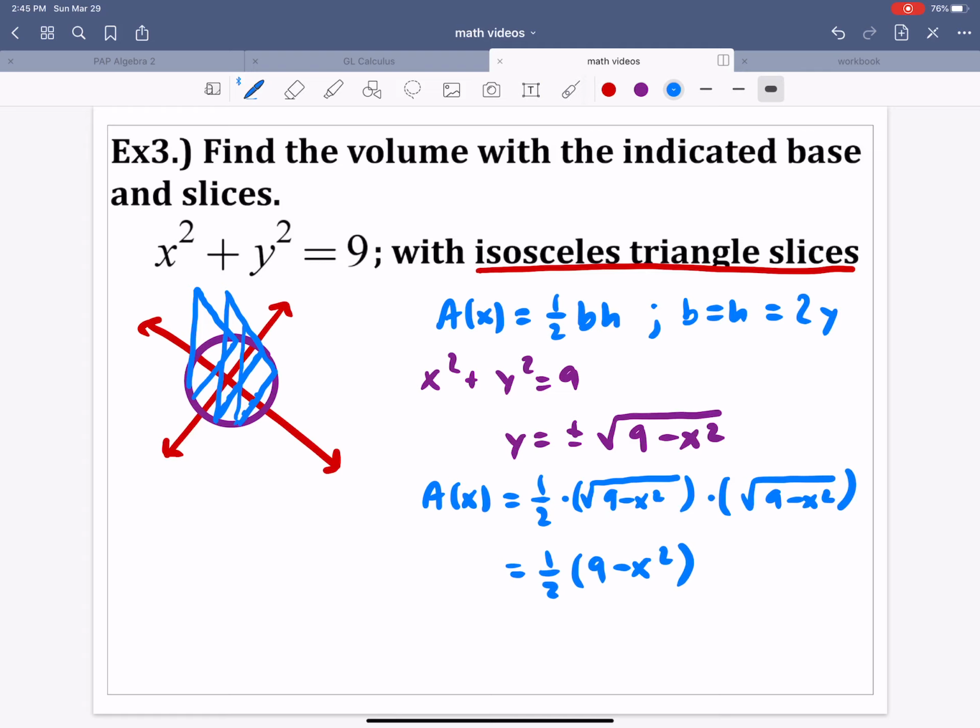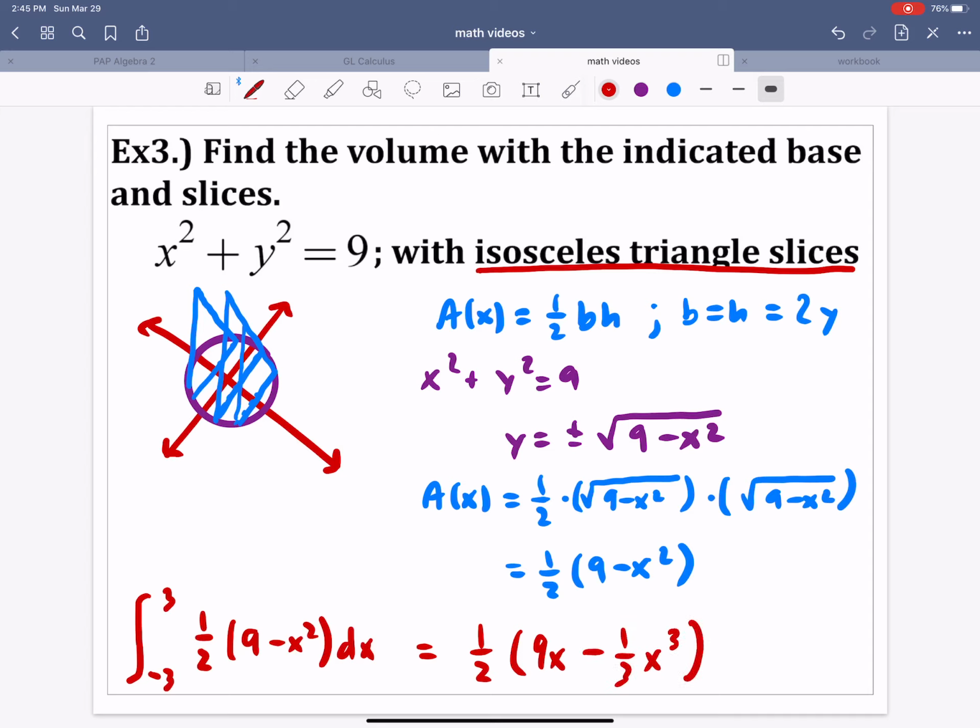So that's what I'm going to integrate. We're going to take the integral from -3 to +3 of 1/2 times 9 minus x squared with respect to x. So that integral is going to be 1/2 times 9x minus 1/3 x to the third, and we're again evaluating that from -3 to +3. Again, I trust you to plug and chug. Plug it, chug it, see what you get. You should have gotten 72 u cubed.